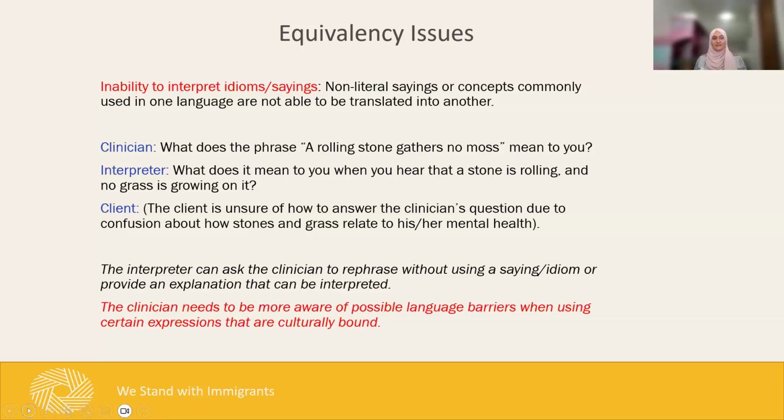So in this case, the interpreter can use the clarification protocol and make sure they are not using idioms that are difficult to explain, finding an alternative way to assess the client, making sure that the language barrier is not interfering.